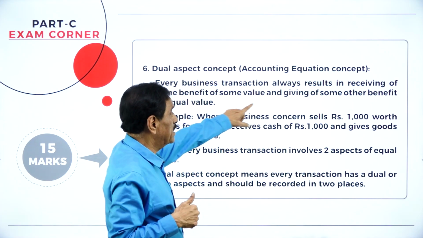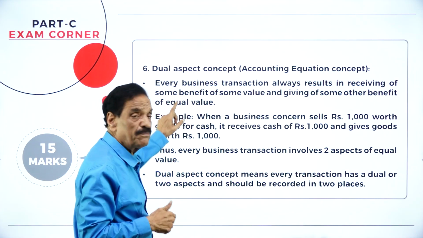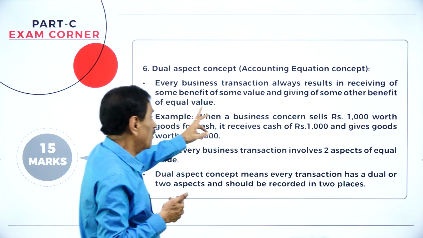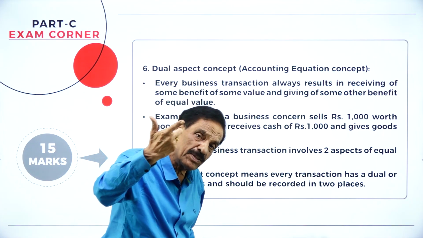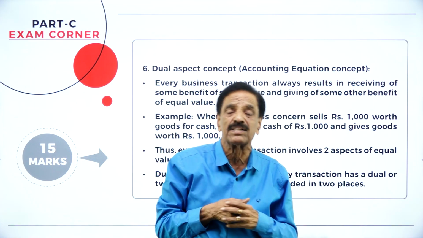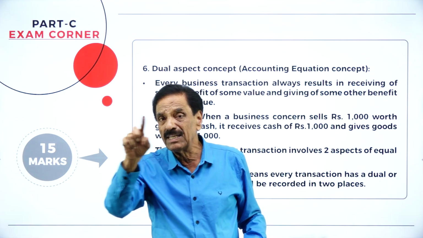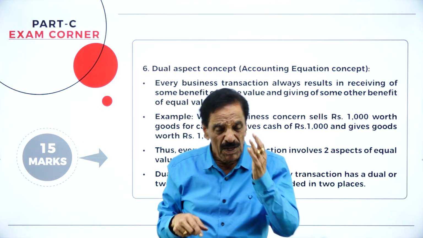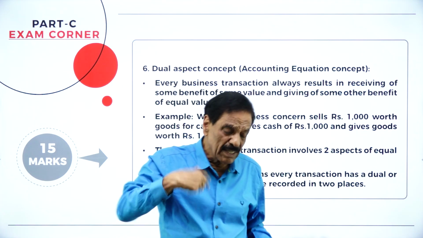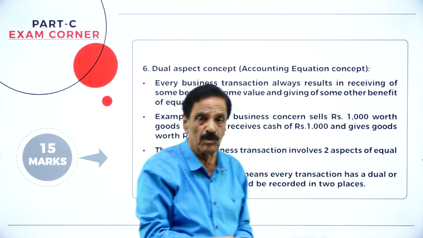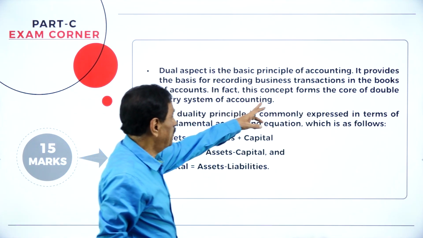Here, every business transaction results in receiving some benefit. The building is coming in with some value, and giving some other benefit: he is the receiver of the cash. So what's the entry? Building account debit to cash account. Receiving the building is a benefit, giving the cash is a benefit to him. This is the dual aspect principle of accounting.